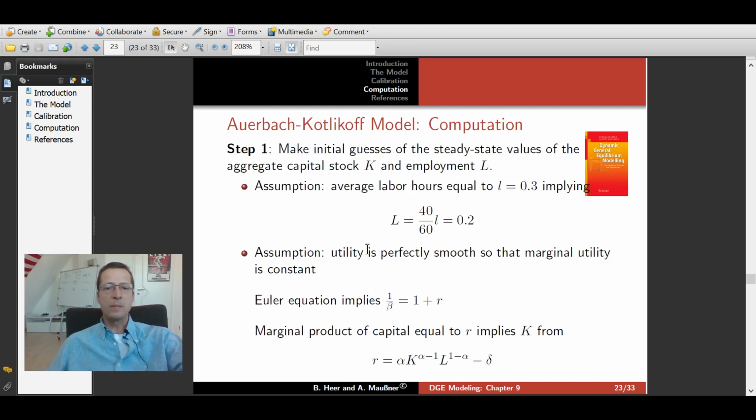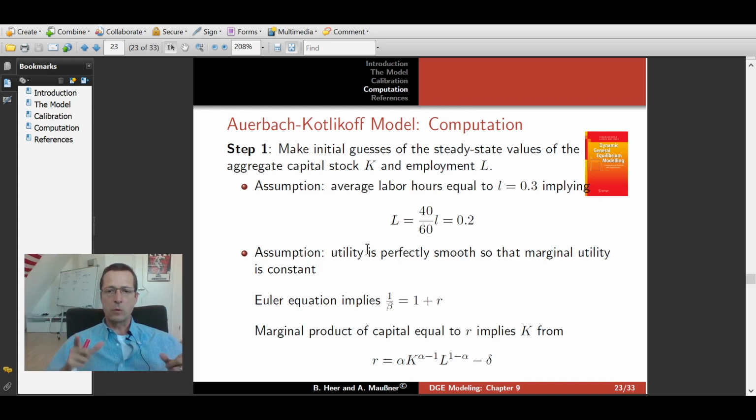Now let me comment on the individual step. Step 1, initial guess of aggregate capital stock K and employment L. Now we hope that our calibration with gamma equal to 2.0 implies a working time average labor supply approximately equal to 0.3, so that we work 30% of available time.